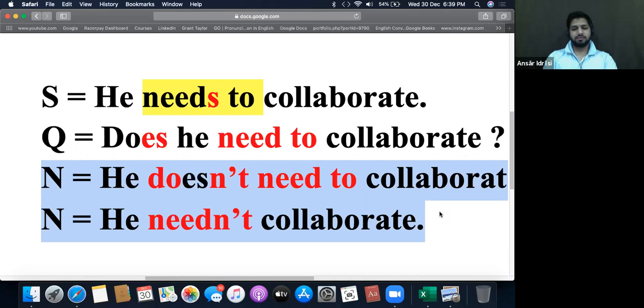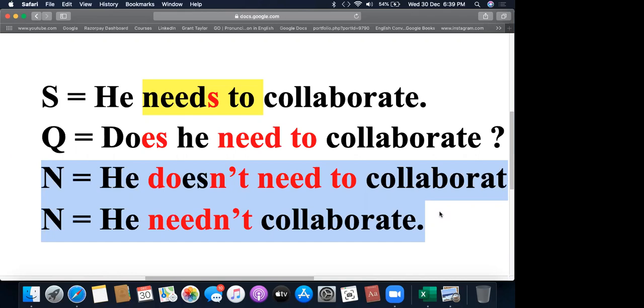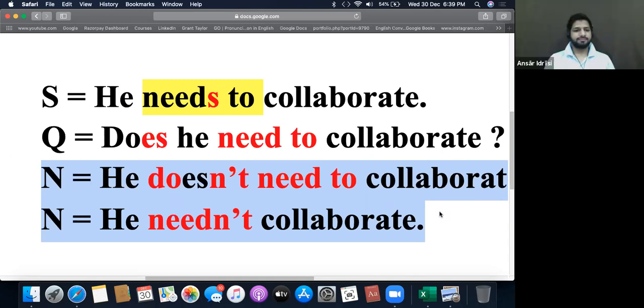Yes. She needs to attend the class. Does she need to attend the class? She doesn't need to attend the class. Good. He needs to drive a car. She needs to drive a car. She doesn't need to drive a car. Good. She doesn't need to drive the car.